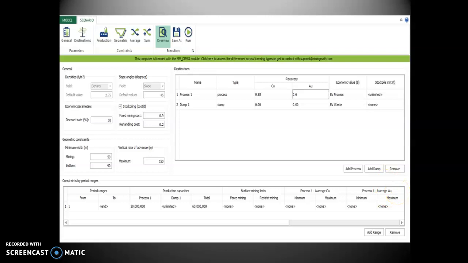Some restrictive parameters were given in the exercise, such as the slope angle of 45 degrees, the maximum movement of 60 million tons per year, the discount rate of 10%, and the recovery of gold and copper. All the different scenarios tested here respect the maximum limit of 20 million tons per year in process 1.